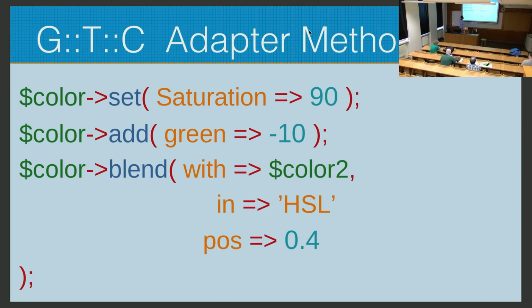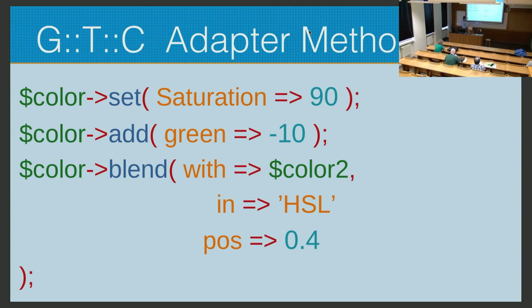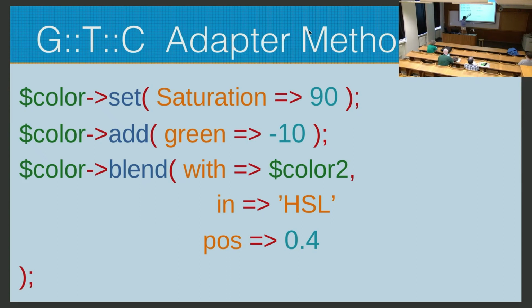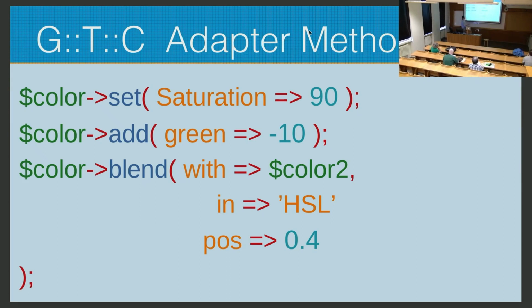Here, set is like if you want to modify a color. For instance, you take a blue, but you want this a little bit less saturated, so you use this, or you want a little less green, you can add this and get a new color. All colors are read-only objects, they don't change, it's just immutable.